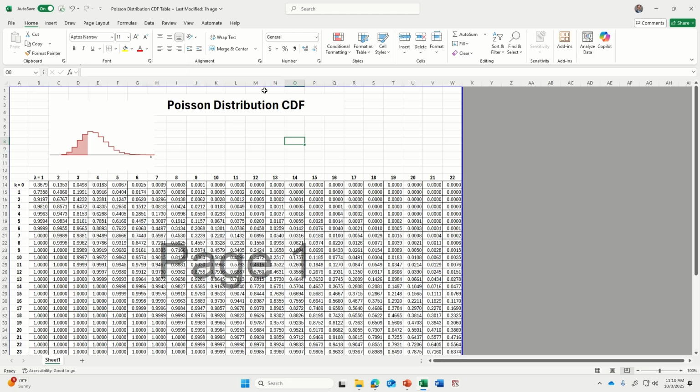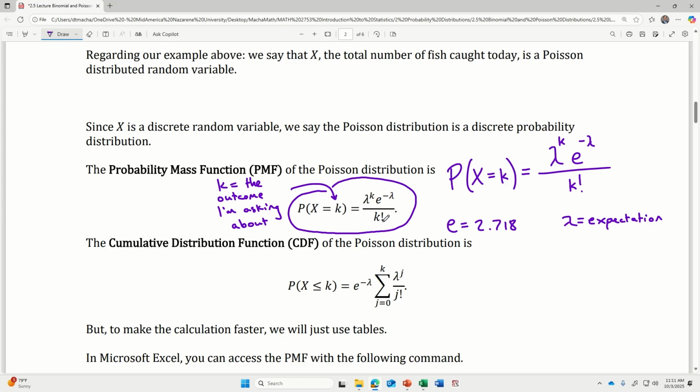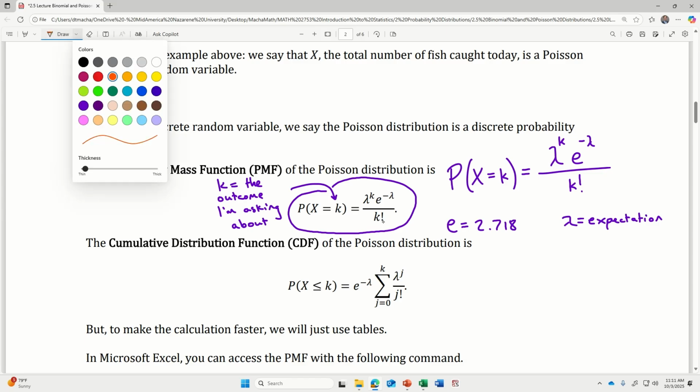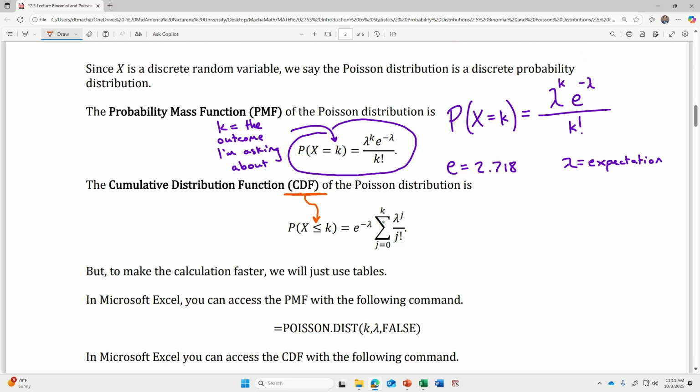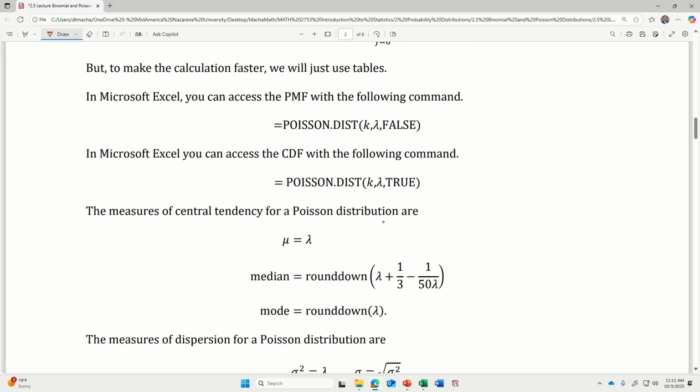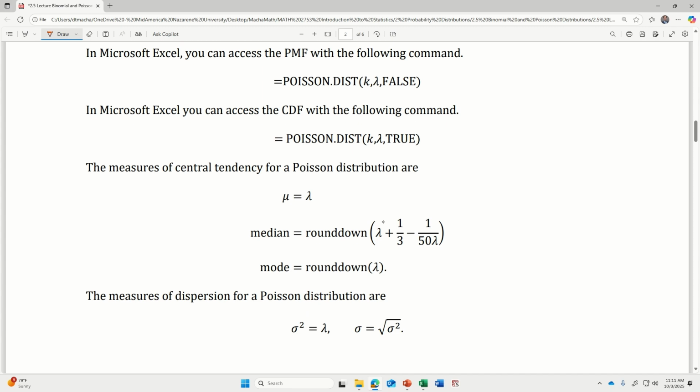Oh, sorry, I lied. That's not the probability of that outcome, it's the probability of getting that outcome or less, right? Because this is a CDF table. And the CDF is the probability of less than or equal to. So when you look up on the table, the CDF table tells us the probability of less than or equal to. So just like with all of these, there are Microsoft Excel commands that you can use to get the PMF and the CDFs really quickly and easily.